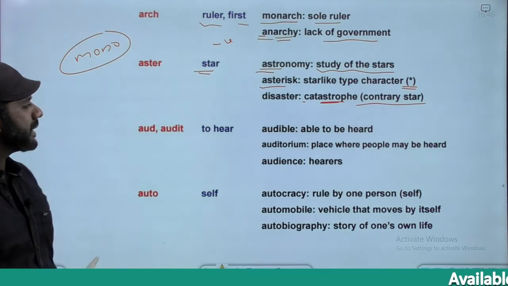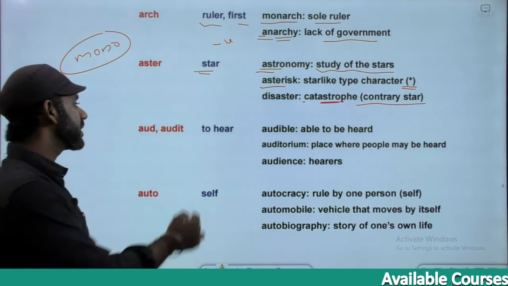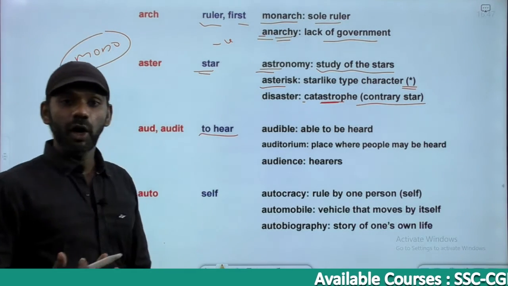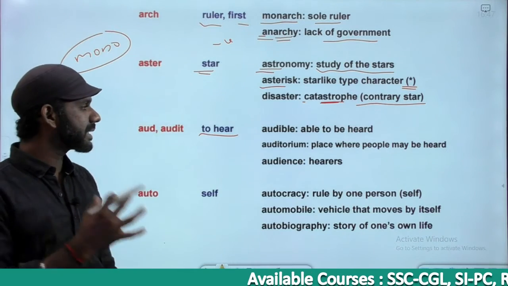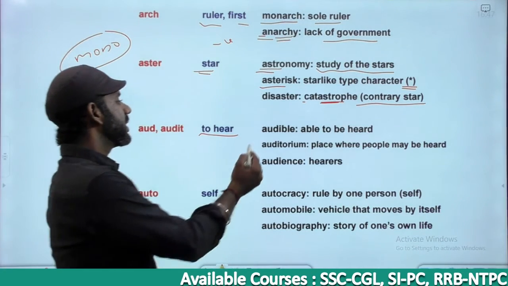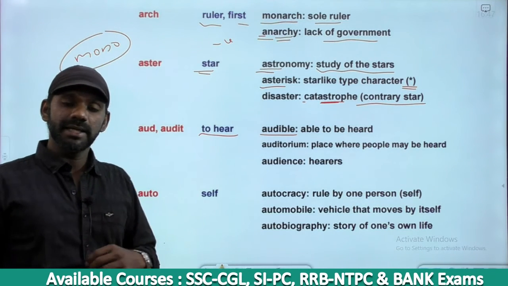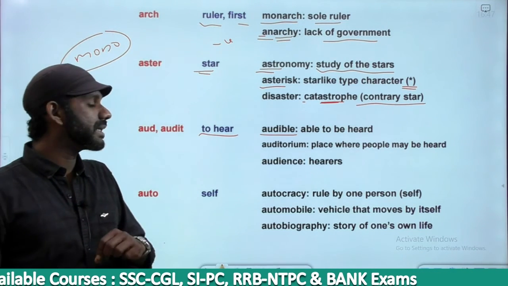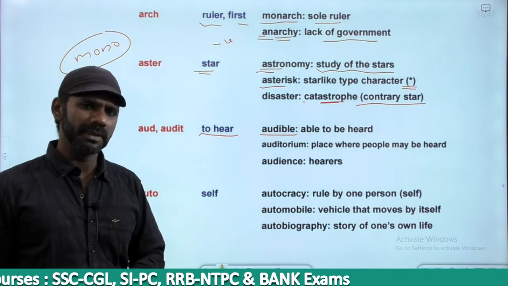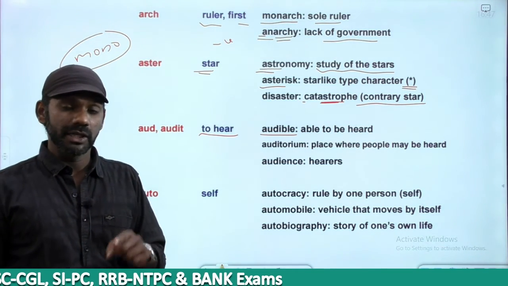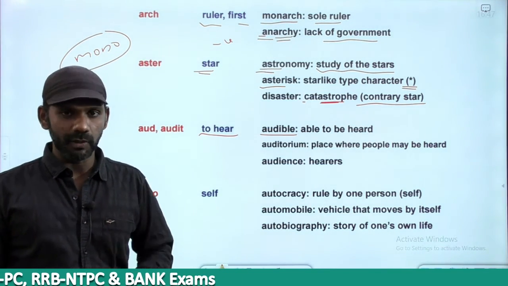AUD, AUDIT, these two mean hear. Audible, inaudible. Audible means able to be heard. Inaudible, IN is a negative prefix meaning not. Inaudible means not able to be heard. Your voice is inaudible, that means I am unable to hear your voice. Your voice is audible, that means I am able to hear your voice.